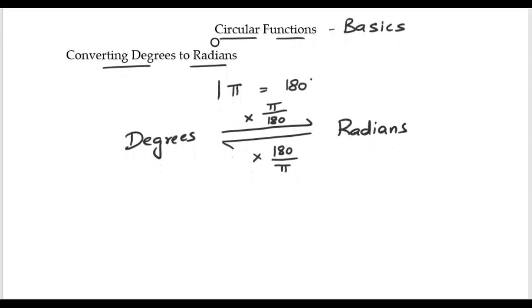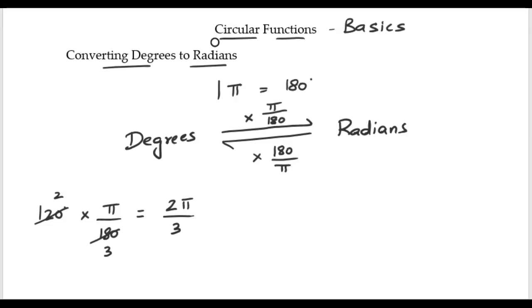If I take 120 degrees, for example, and I want to convert this to radians, I'm going to start by multiplying by pi over 180. Now the common factor between 120 and 180 is 60. 60 goes into 120 2 times, and 60 goes into 180 3 times. So the 120 degrees has now been converted to radians as 2 pi over 3.